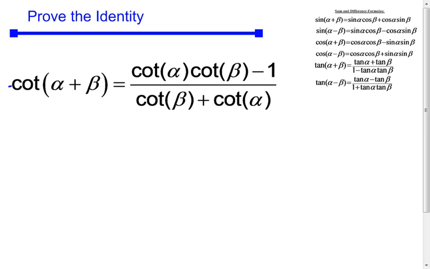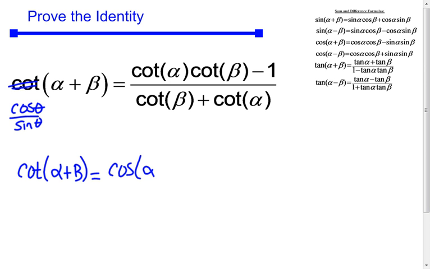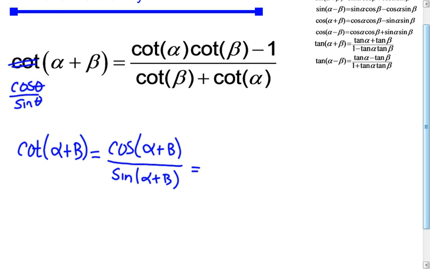So I need to do something different. What I can do is say that cotangent is cosine over sine. So what I'm going to do is this: cotangent of alpha plus beta is the same as cosine of alpha plus beta over sine of alpha plus beta. Now I'm going to leave a big long space in here so you can leave room to write something here. So follow my lead.